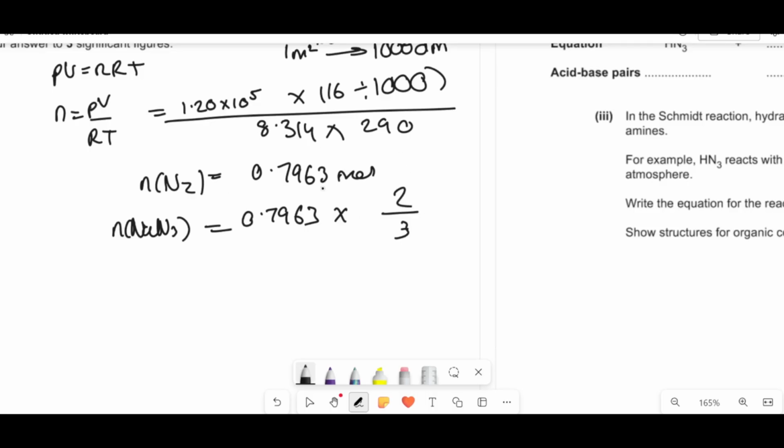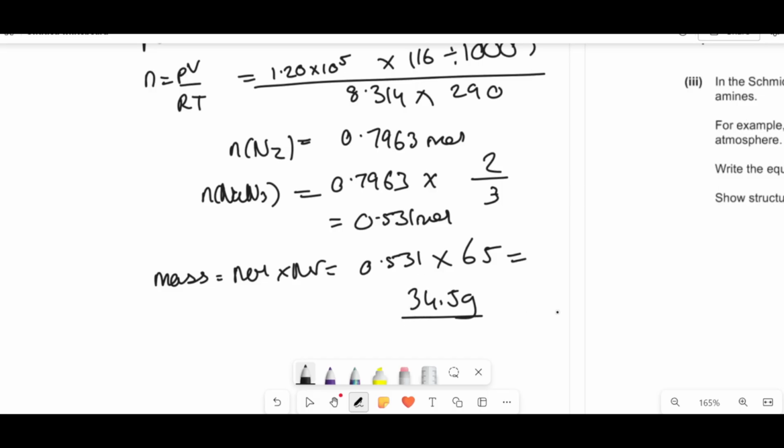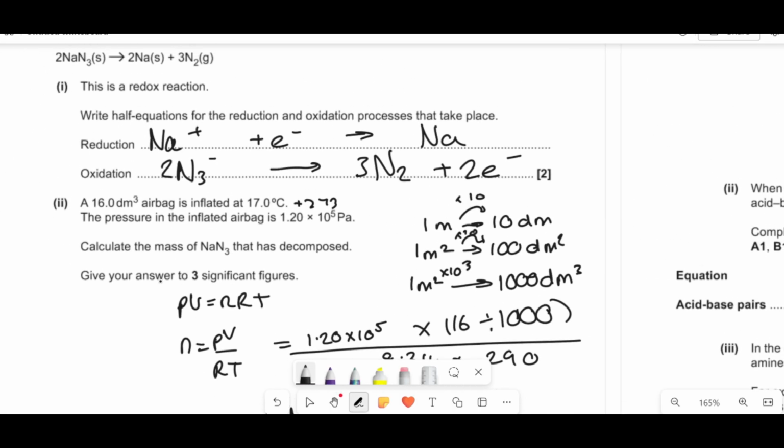Or you can just do it in steps, either's fine, right? And then you end up getting 0.531 moles. So then we have the moles of the NaN3. We can find the mass by just doing moles times Mr, which is going to be 0.531 times the Mr of this NaN3, which is 65. And if you do that, you end up getting 34.5 grams there. You should do it to the same number of significant figures as in the question, which here is, oh, well, this told you, sorry, 3.